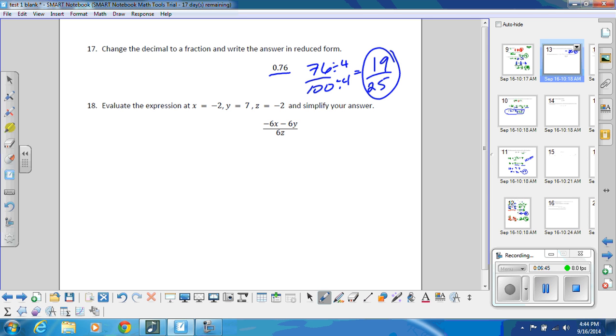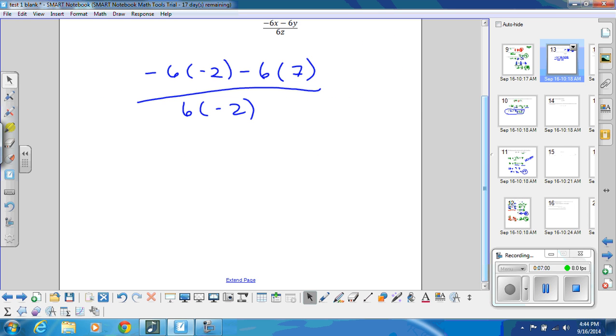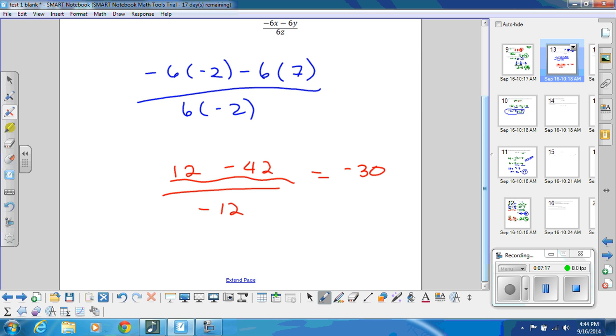Alright, this next one, I just need to plug this stuff in and compute. So I have -6 times -2 minus 6 times 7 all over 6 times -2. So I need to be careful when I'm doing this problem, and I end up with the top, I end up with positive 12 minus 42 all over -12. Now please don't think you can cancel the 12s. You can't do that. Do 12 minus 42 and you end up with -30 over -12.